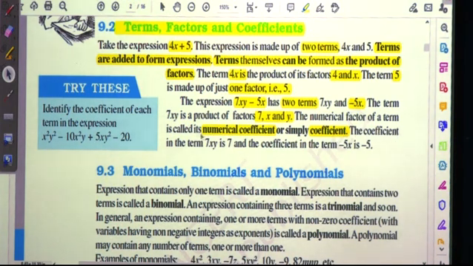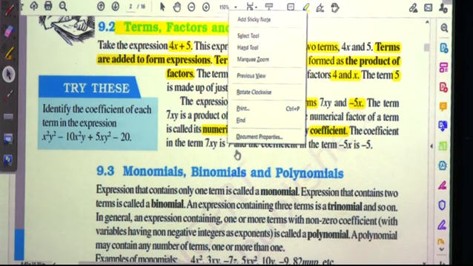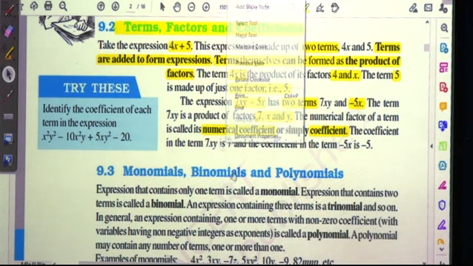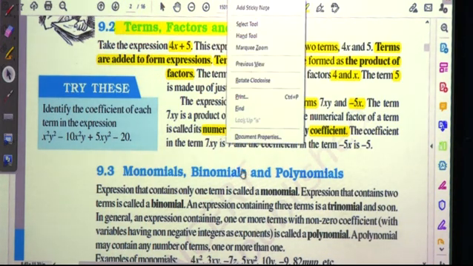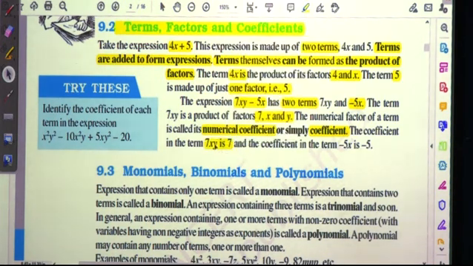The coefficient in the term 7xy is 7, and the coefficient in the term minus 5x is minus 5. Please understand carefully, the coefficient in the term minus 5x is minus 5, it is with the sign.